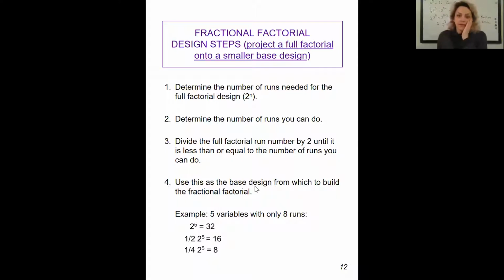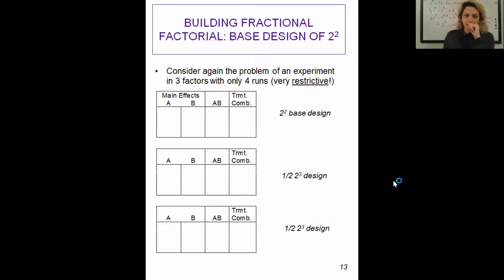Okay, let's see what we have in the next step. We would have some example in the next slides. Look at here. We want to build a fractional factorial with the base design of 2 power 2. Consider again the problem of an experiment in 3 factors with only 4 runs. So it's super restrictive compared to the ones that we had before. So if we have the 2 power 2 base design, we would have the main effects A, B, and then their interaction, and then the treatment combination.